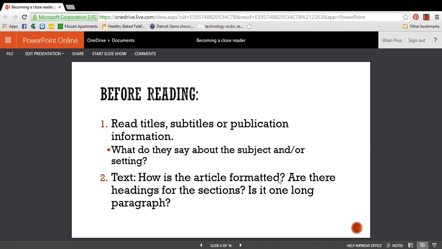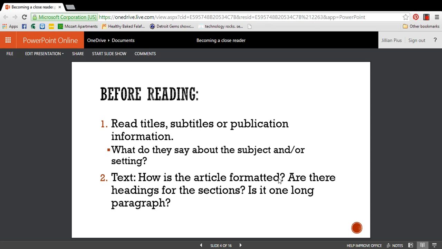When you're close reading, your reading starts even before you read. First, you're going to read the titles, the subtitles, any publication information, and you're going to see what those things might tell you about what the article is going to be about. So if you look at the Herodotus handout, the title is Herodotus, Father of History. So based on that title, we know that Herodotus is probably a man because it's referring to him as a father, and he probably has something to do with history.